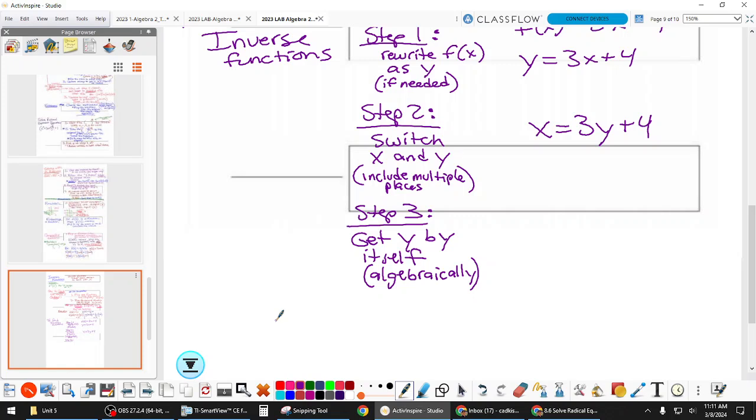So step three is where the work of this process exists. These other steps are pretty much done, but this is where the work exists and where you can make mistakes, so be careful with that. How do we get this y by itself? Subtract 4, and we'll get x minus 4 equals 3y, then what? Divide by 3 on both sides. So y is now by itself.